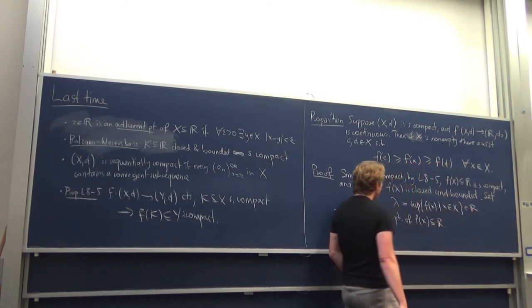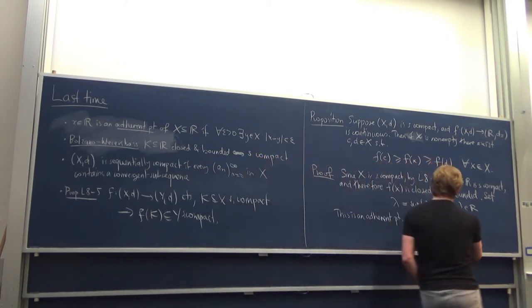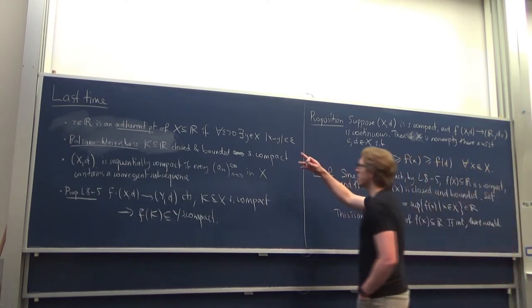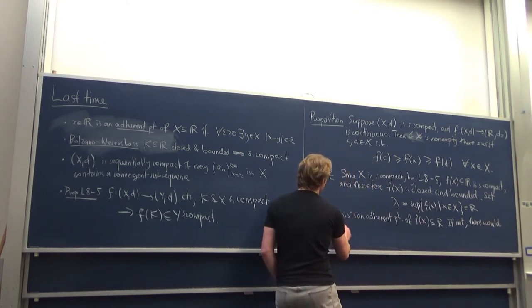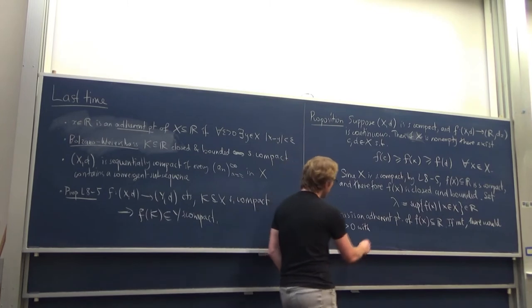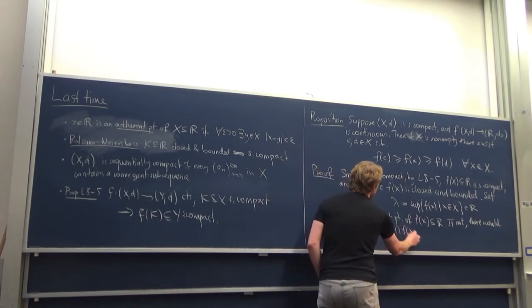Okay, so why is that? Well, if it wasn't an adherent point, right, then there would be some epsilon for which the open ball of radius epsilon around lambda as a subset of R did not intersect the image.